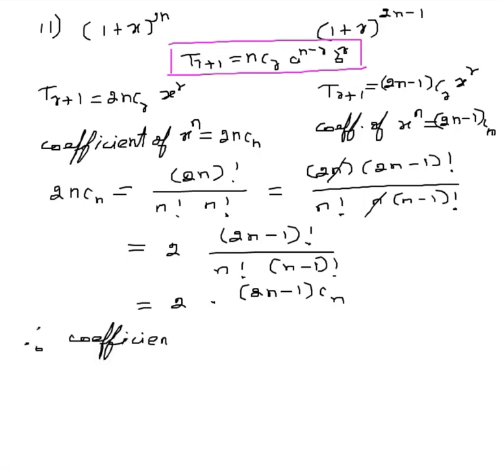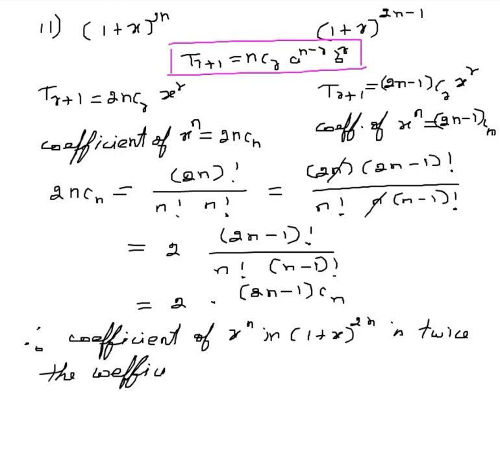Therefore, the coefficient of x raised to n in 1 plus x whole raised to 2n is twice the coefficient of x raised to n in the expansion 1 plus x whole raised to 2n minus 1.